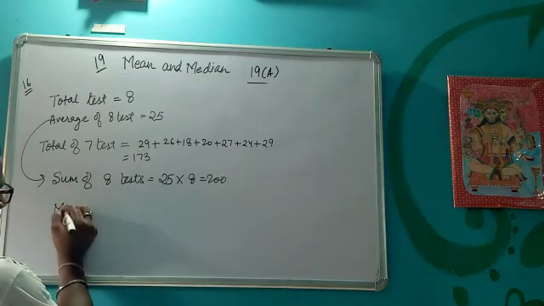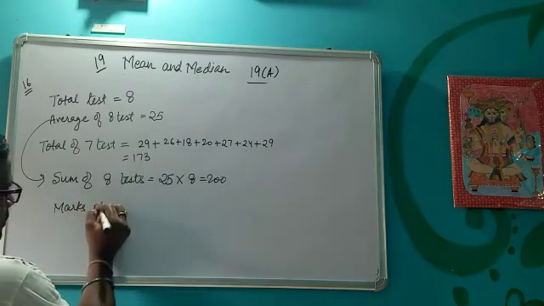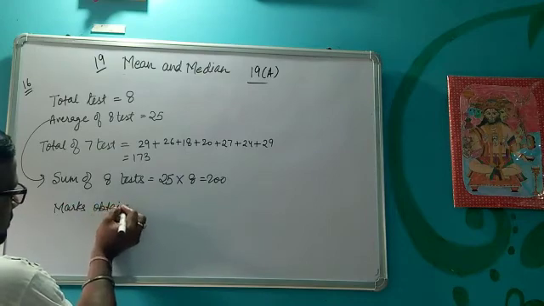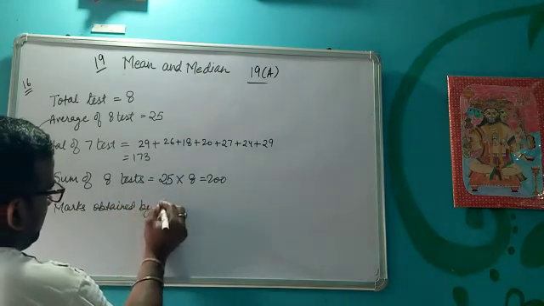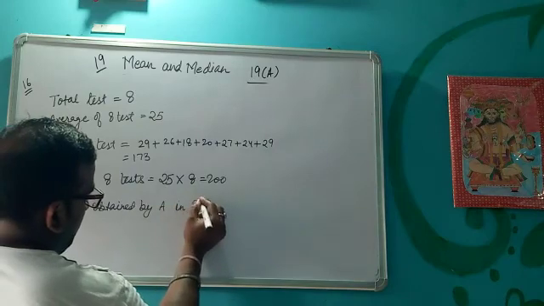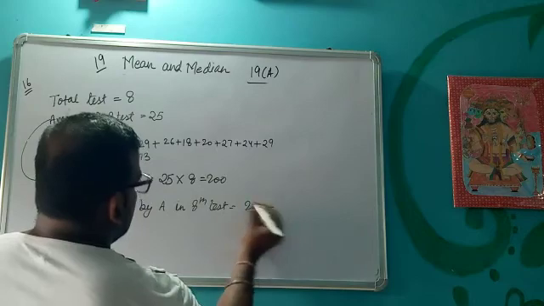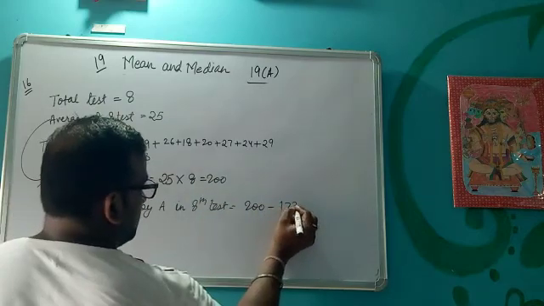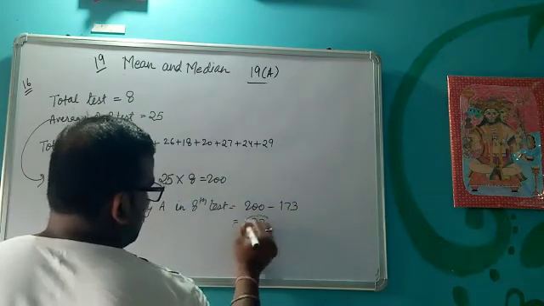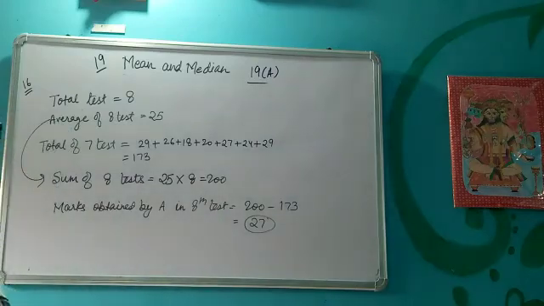So the marks obtained by A in the 8th test will be how much? Total marks minus this 173, that is 27. So he secured 27 marks in the 8th test.